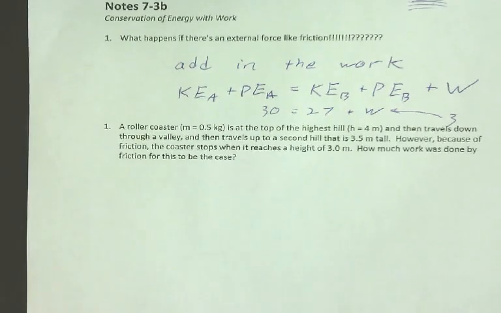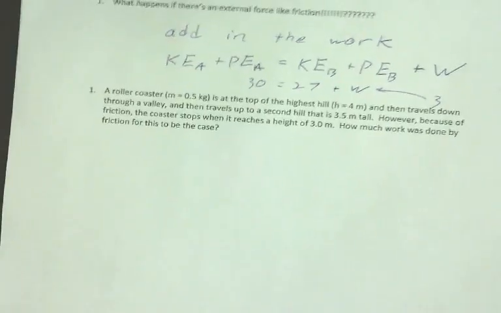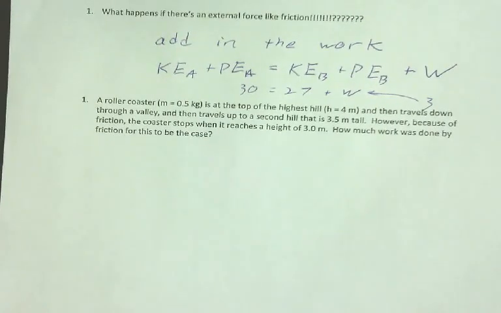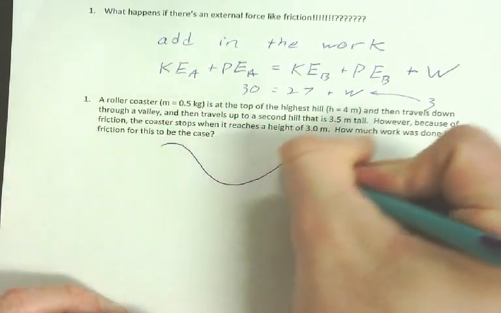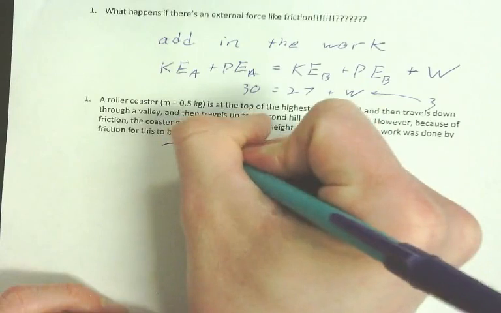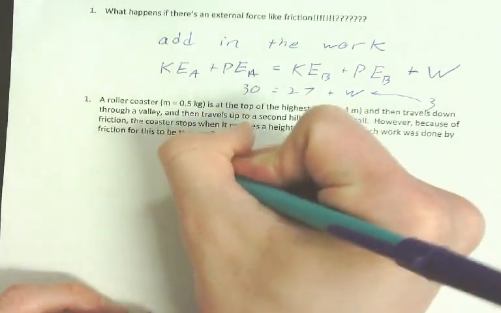Okay, so let's do example B. Let's set this one up. Let me show you what happens for a problem like this. So the exact same problem we had before. So I'm going to save us some time because it's the exact same problem. So a roller coaster, mass is 0.5 at the top of the hill, 4 meters. Okay, 4 meters above the ground.